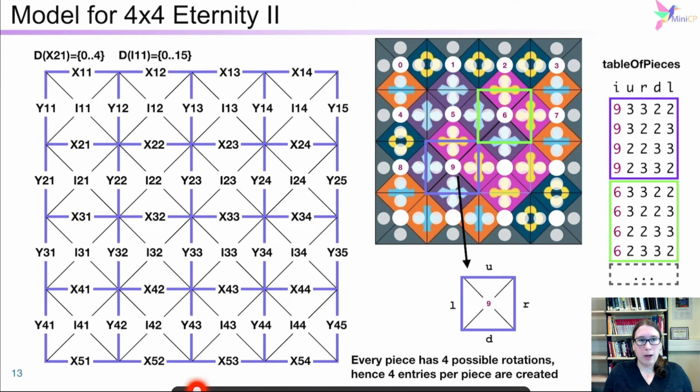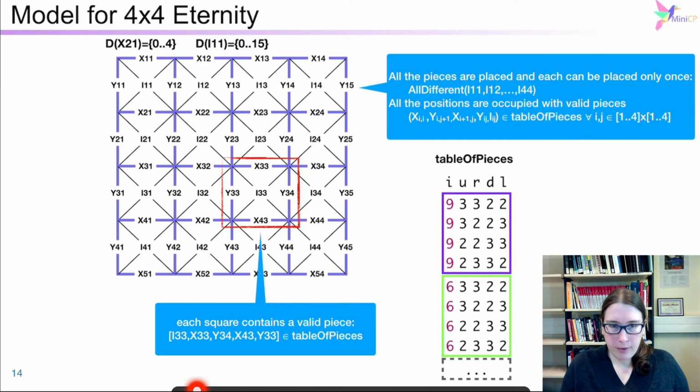Okay, now we have our variables. We have a table which will model all the real pieces that we need to place. Let's now look at the whole model of the eternity puzzle. We know that for each position, each of the squares, we need a valid piece to be put there. So, we will model this using a table constraint, which will say that the variables corresponding to one of these squares should be part of a table containing all the possible pieces that we have.